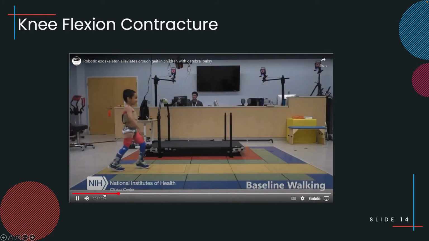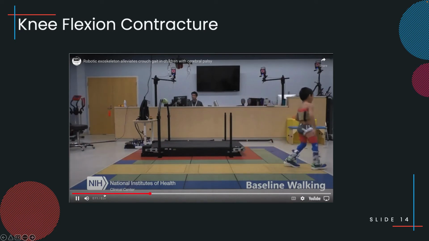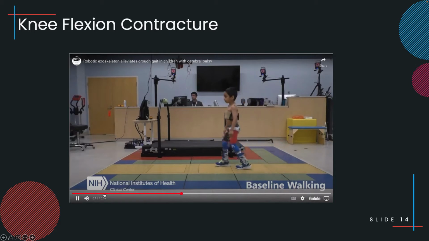And then at the head, arms, and trunk, we're seeing a backwards trunk lean to be able to maintain his center of mass over his base of support. And we're also seeing decreased arm swing and trunk rotation.